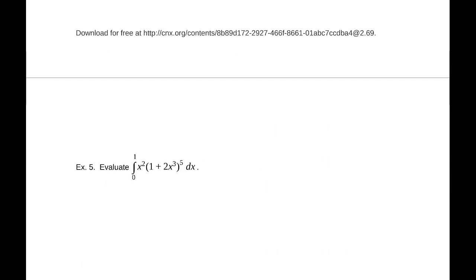Finding the antiderivative is going to work out the same as it did previously. We will say let u equal 1 plus 2x cubed. That's a good choice. Let's make that a little clearer. Okay, then du equals 6x squared dx.